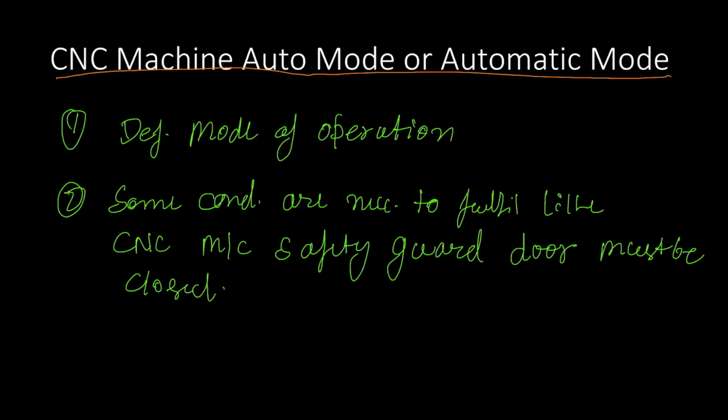Okay, those are a few key points. In auto mode, when you press the cycle start button, the CNC machine will execute the whole program. So those are the different modes of operation of the CNC machine. Thank you.